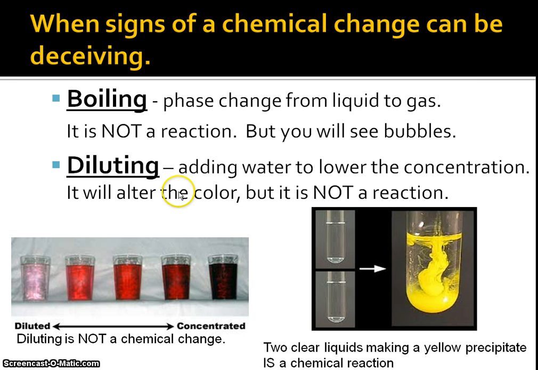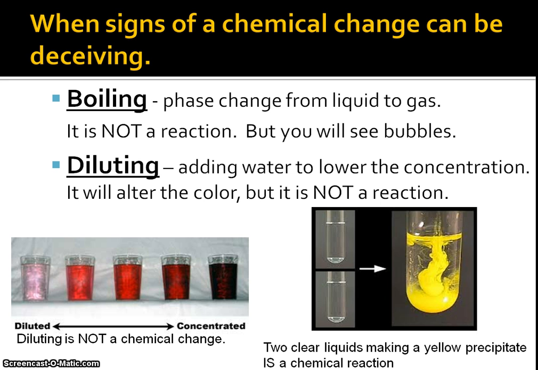There are two things I wanted to mention when signs of a chemical change are deceiving. So remember, those are just guidelines. Keep in mind that boiling, when you go from liquid to gas, is not a reaction, but you will still see bubbles. So if you heat something and you see the bubbles coming off of it, that's going to be boiling. If you take two test tubes that are at room temperature and you put them together and they bubble, that's going to be a chemical change.